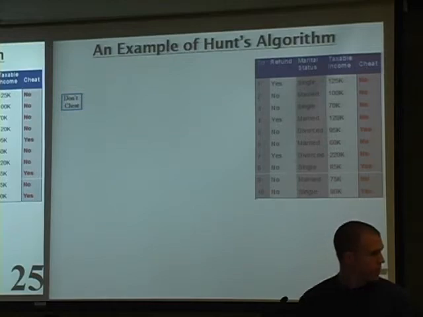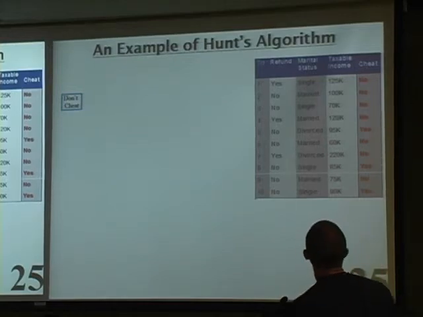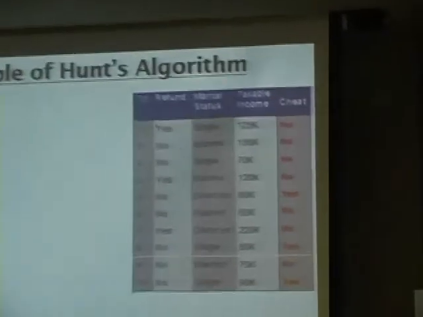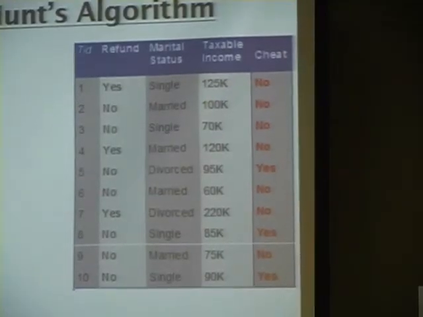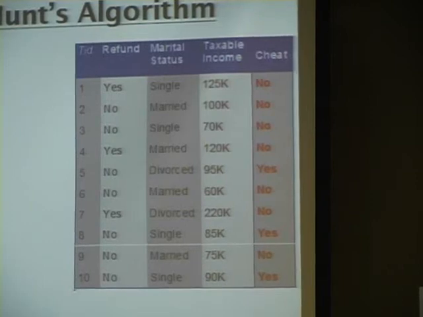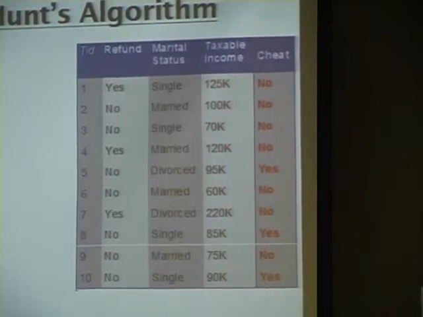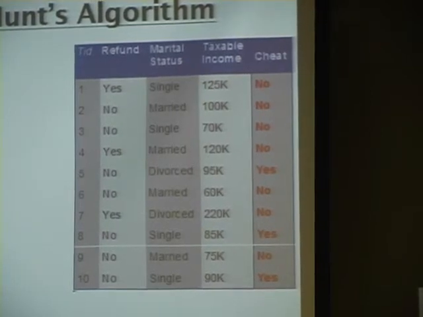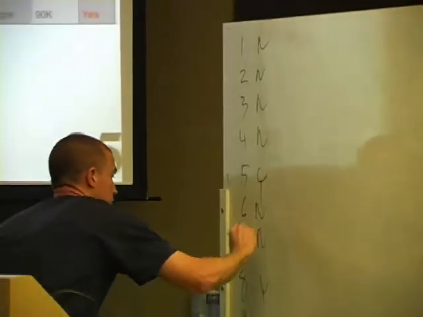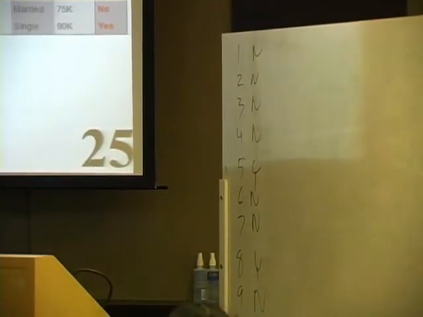So this is this example of cheating on your taxes. And if you think about these guys, 1, 2, 3, 4, 5, 6, 7, 8, 9, 10, and they go no, no, no, 4 no's. And then, let's see, 5 is a yes, and then 8 and 10 are yeses. Okay, so this is no, no, no.